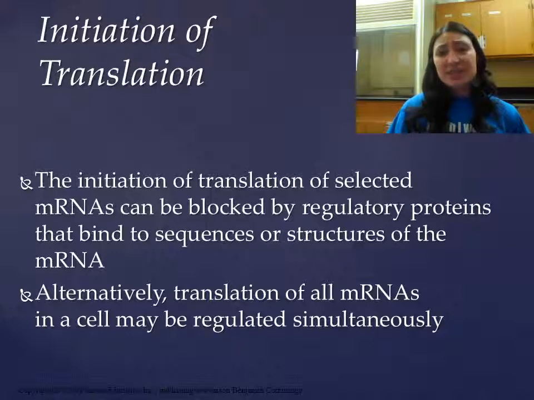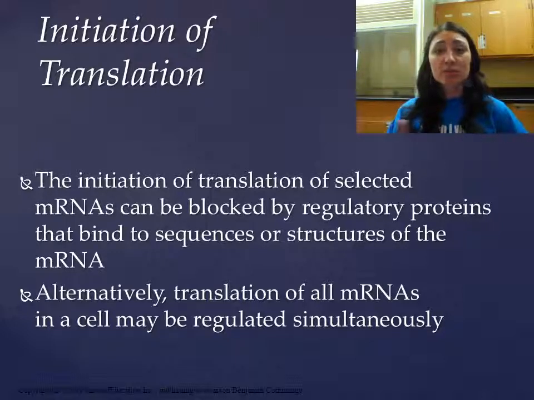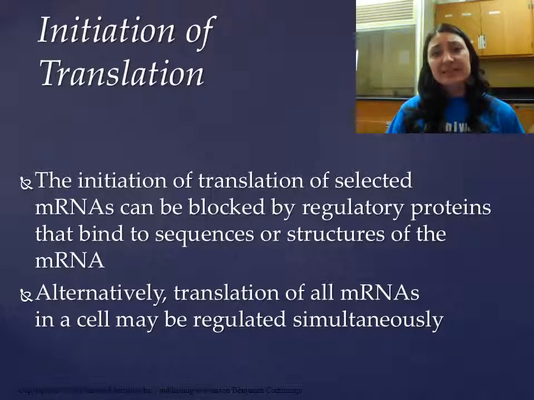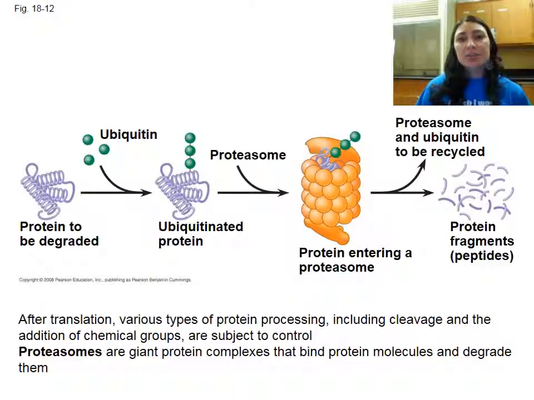The initiation of translation for your selected mRNAs can be blocked by regulatory proteins that bind to sequences or structures of your mRNA. So you can block it before translation even occurs, so translation will not occur. Also, translation of all mRNAs in a cell can be regulated simultaneously through different mechanisms. If translation were to occur and we make a protein product, we can also control whether that protein product remains in a cell. So if we don't need an enzyme anymore, we probably need to get rid of it so it doesn't continue working its magic.